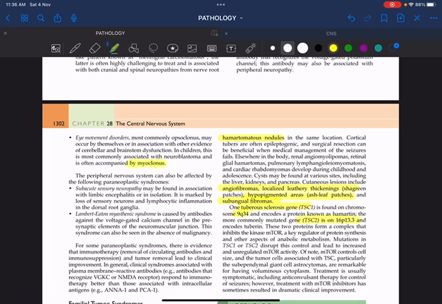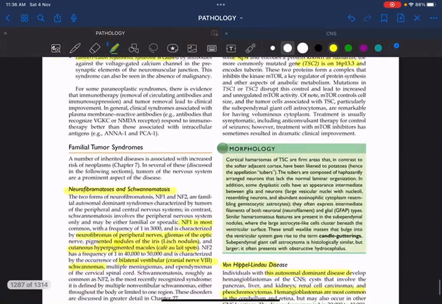And opsoclonus myoclonus syndrome, which is another important paraneoplastic syndrome associated with neuroblastoma. Lambert-Eaton myasthenic syndrome, another paraneoplastic syndrome, is associated with small cell carcinoma of the lung. Okay, so with this we have finished almost all the tumors, and I think this is more than enough for you to answer both the MCQs, your viva, as well as your theory exams. Thank you.